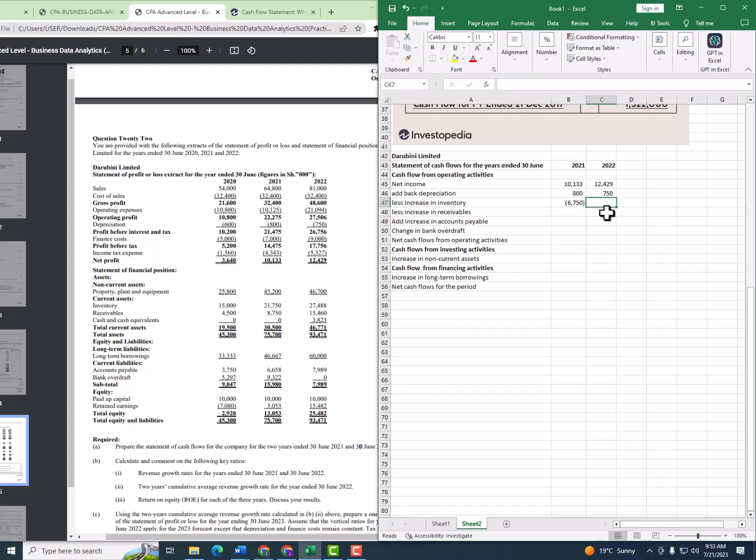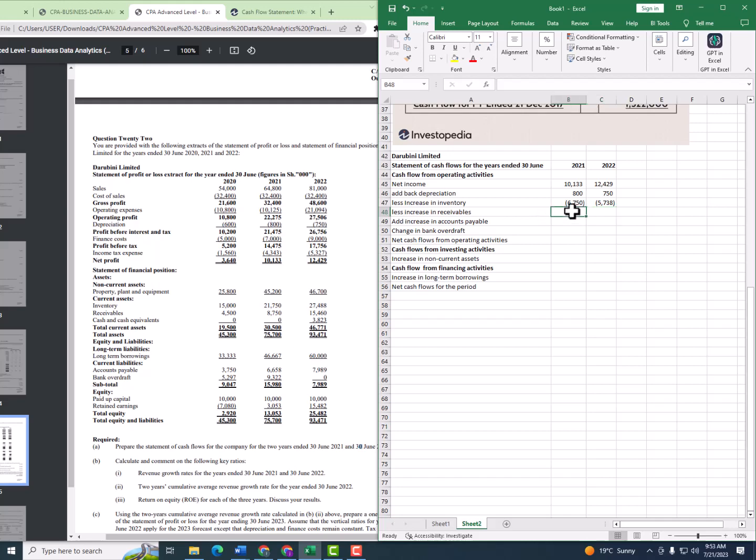Then for 2022, it is going to be the same formula, equals minus open brackets. We look at the figure for 2022, and it was 27,488 minus the figure for 2021 was 21,750. Close brackets, hit enter, and we have that.